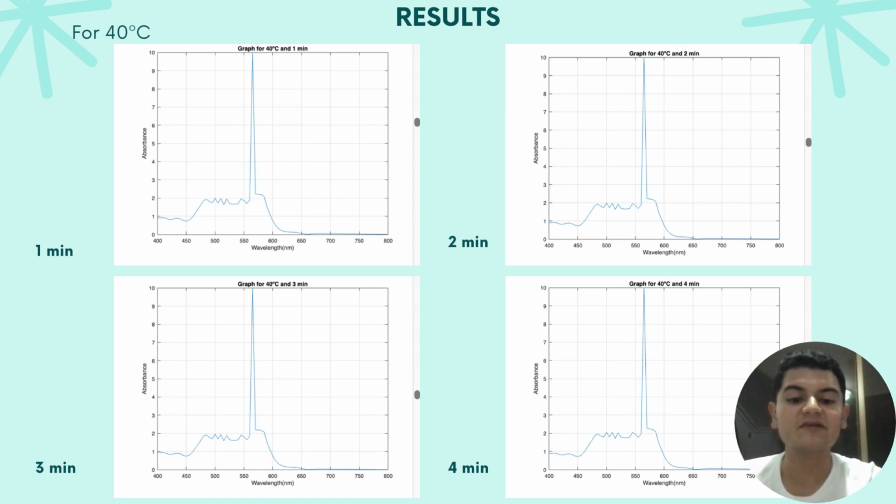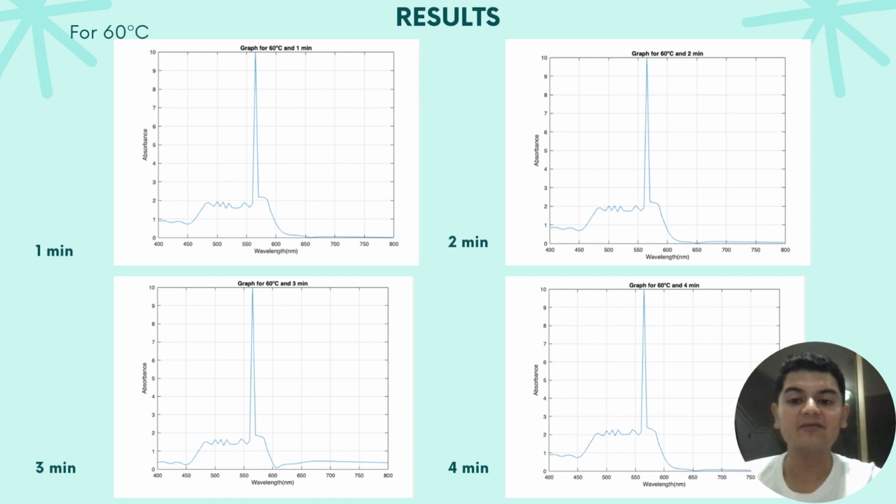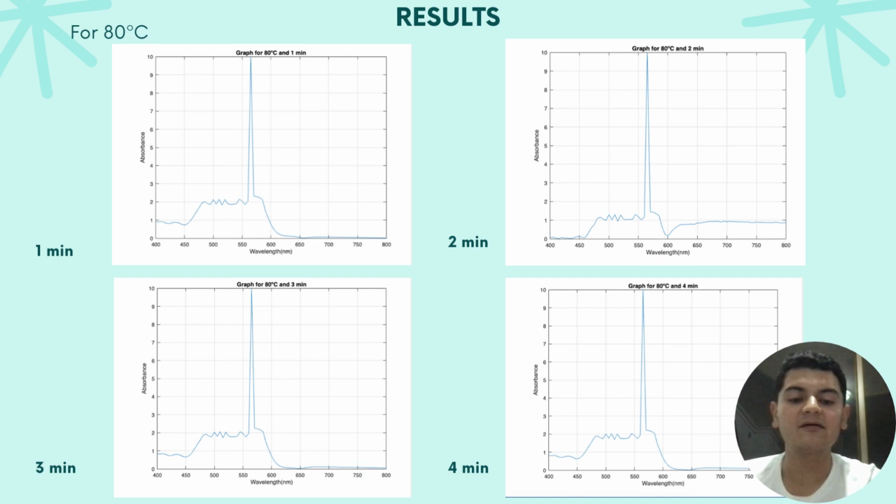Now for 40 degrees, that was our second temperature, the graphs are also the same, and the highest point is also the same as the other ones. It's the same case for the 60 degrees, and also the same for 80 degrees. We have here also that the only difference is in the last curve. For example, here at 2 minutes, the last one is a little bit sharp at exactly 60 nanometers, and the other ones are a little bit softer. So this is the only difference that we can find in these graphs.